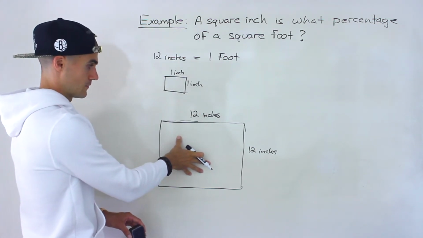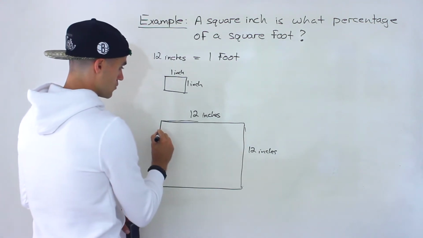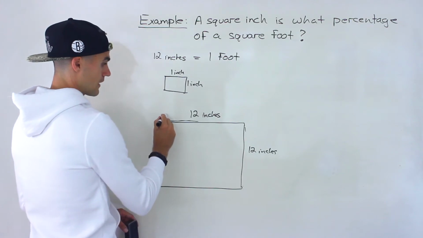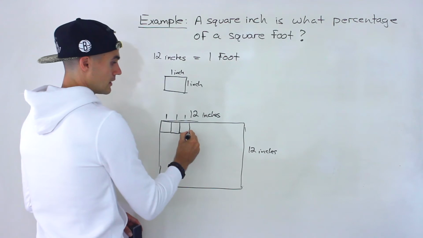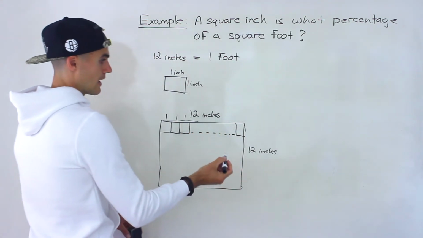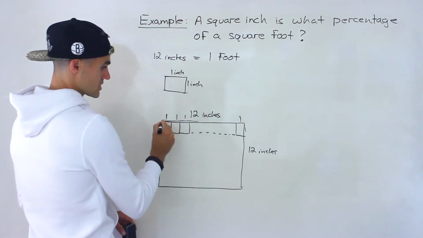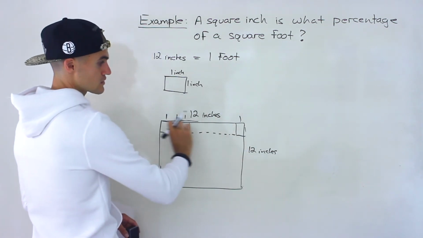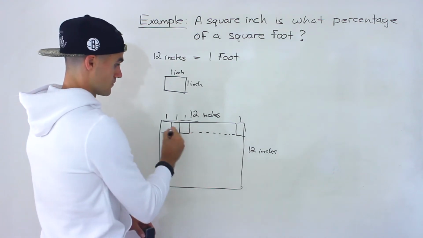And so really, we got to figure out how many of these square inches can fit inside this square foot. If we draw out the first row of square inches, we'd have 1 square inch right there, then 1, 1, 1, etc., all the way to the end, which would be 1 as well. Well, the whole thing is 12 inches, and each of these are 1. So how many square inches would be in this first row? There would be 12 square inches.